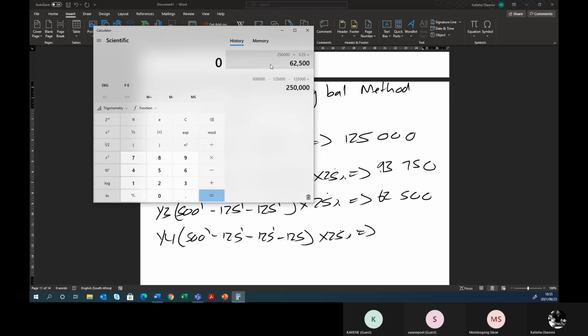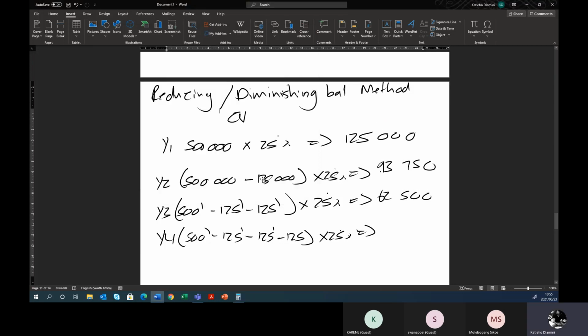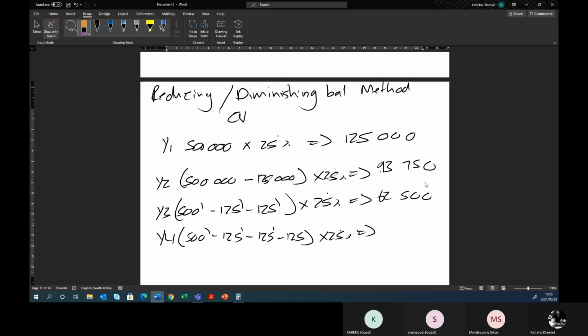So I have no idea why I'm doing this. Sorry guys. 125. Okay, this is where I made the mistake, 125 over here. Let me move this. So 125, the first depreciation. I'm not focusing here. The second depreciation, 93.75. Okay, then I don't need to have that there.